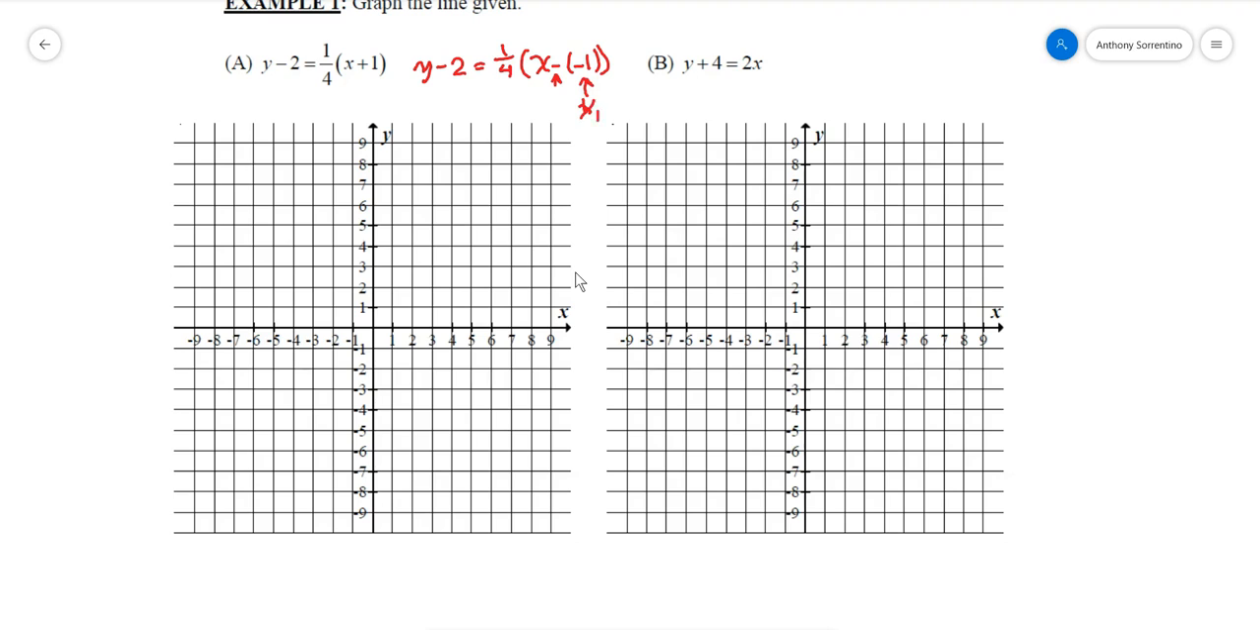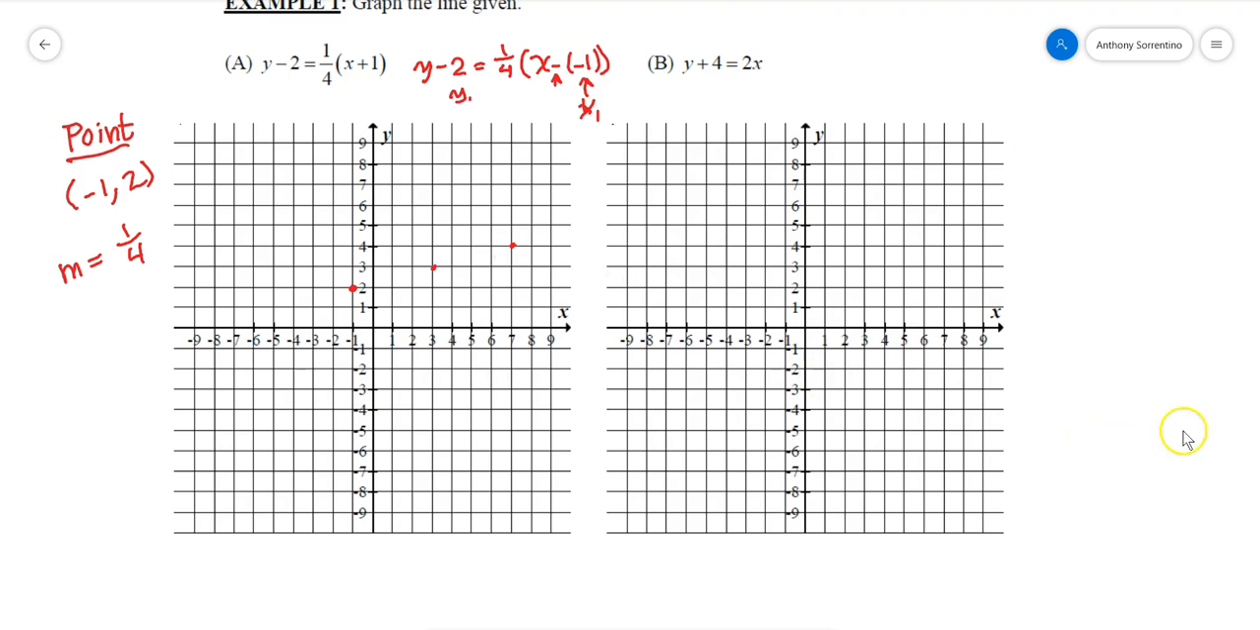Some still use the h. And this is the y1. So basically, the point that this line passes through, that this particular equation is giving us, is negative 1, 2, and it's telling us that the slope is a positive 1/4. So I'm going to plot a point at negative 1, 2, and I'm going to go up 1, right 4, up 1, right 4.